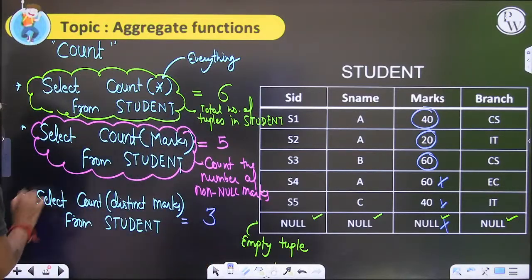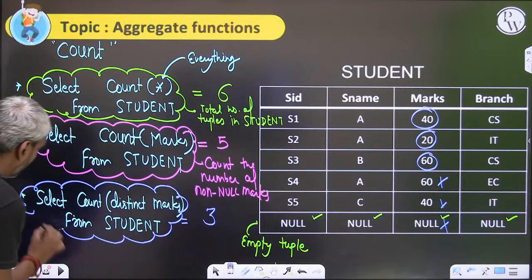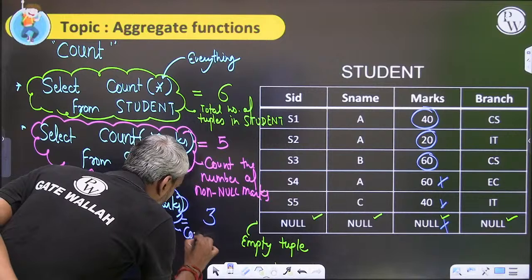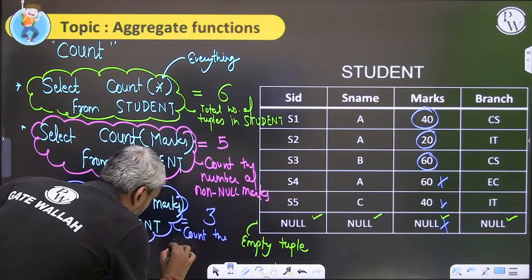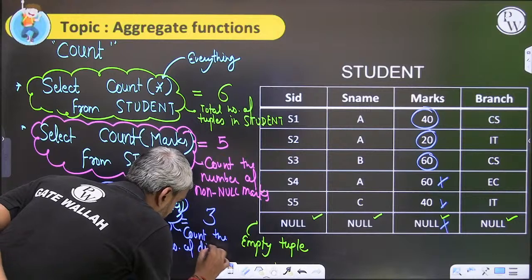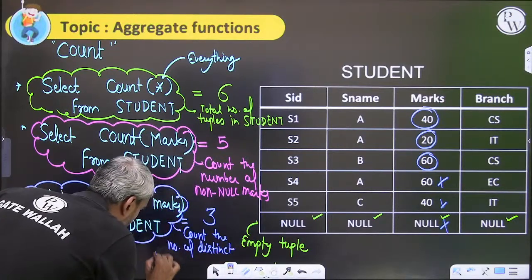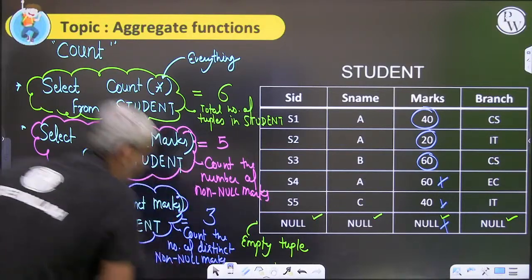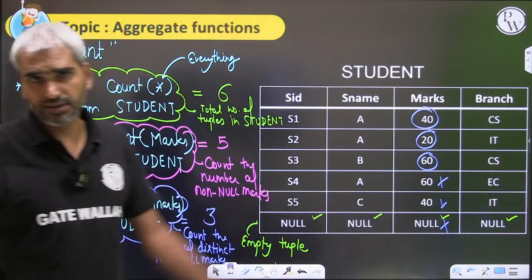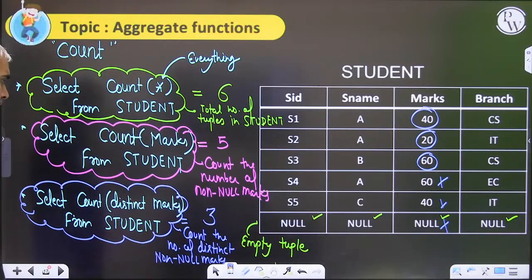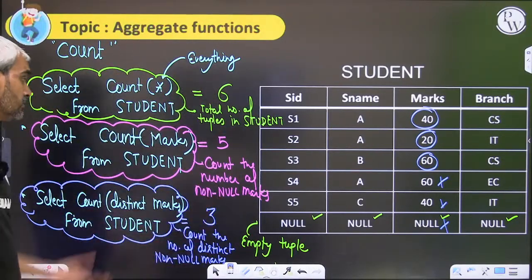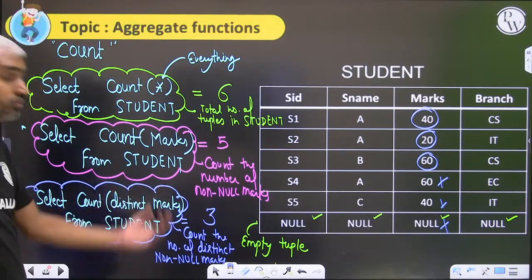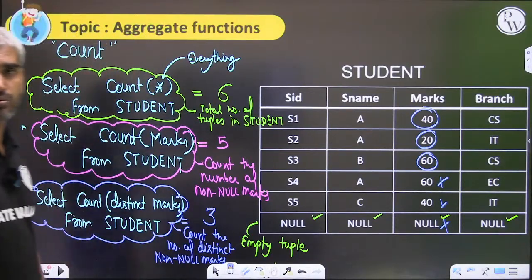So what will be the output of this query? The output of this query will be the number of distinct non-null marks. Clear? I hope count is clear to everybody. So that's what you can do with the count. You can count the total number of tuples. You can count the number of tuples corresponding to a specific attribute, which counts the non-null values. You may also count the distinct values corresponding to an attribute.